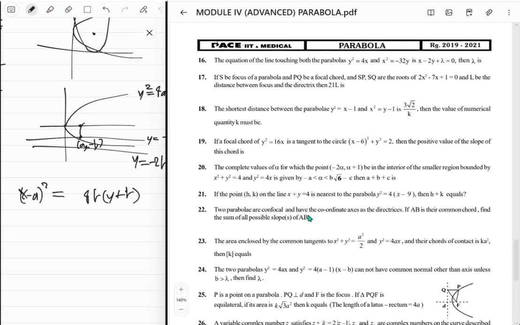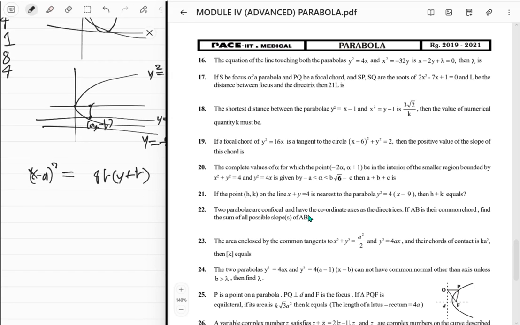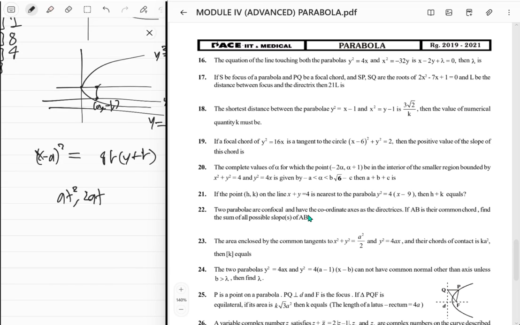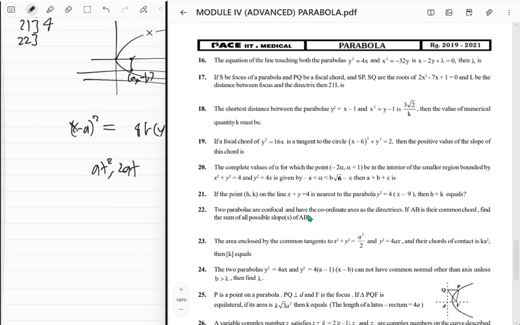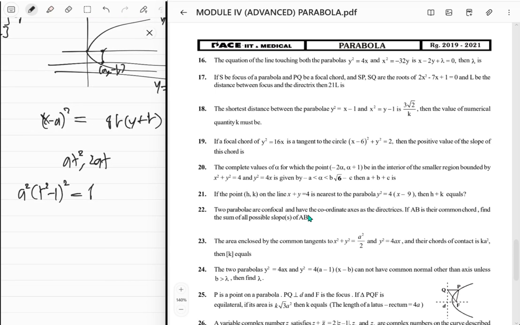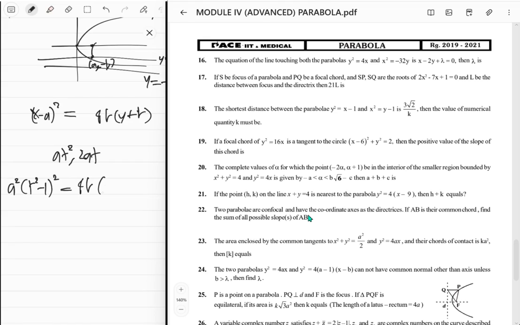Okay, so that's the other parabola. Some point on this thing, 80 square comma 280, if this lies on this parabola, then what exactly is going on? That just means a squared times t squared minus 1, squared, is equal to 4b times 280 plus b.